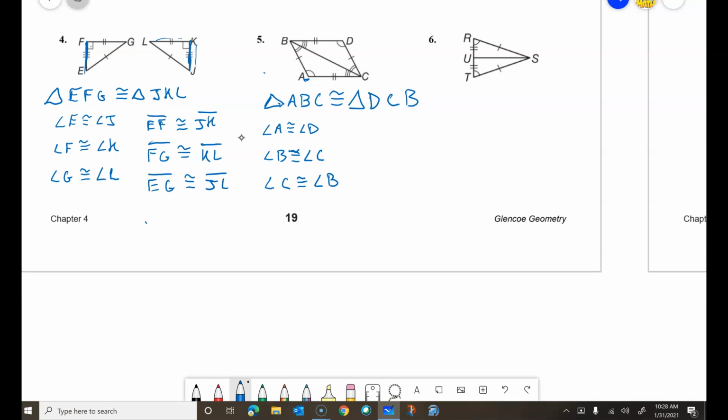Okay. And then we'd have our segments. Segment AB is congruent to segment DC. Segment BC is congruent to segment CB, reflexive property, that is the same side right here, just listed in different orders. And then finally, segment AC would be congruent to segment DB.